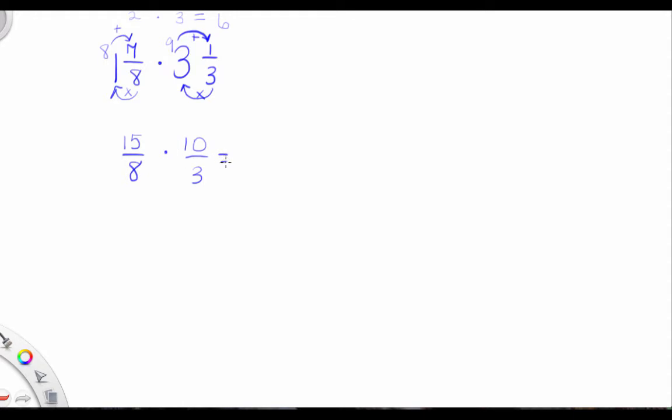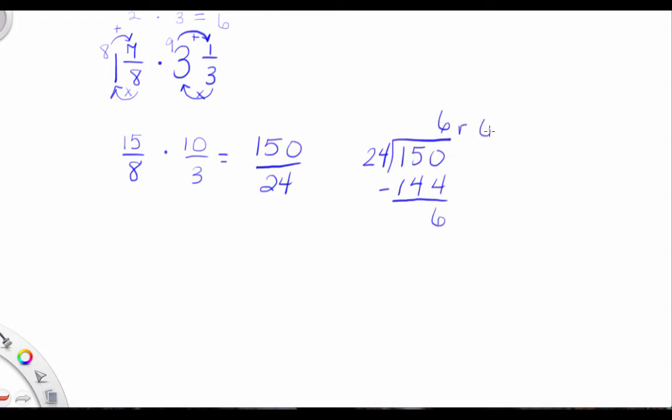I can go ahead and multiply first. 15 times 10 is 150. 8 times 3 is 24. Now I have 150 over 24, and I have to divide. 24 goes into 150 6 times. 24 times 6 is 144. And 150 minus 144 is 6. So I have 6 with a remainder of 6 24ths.